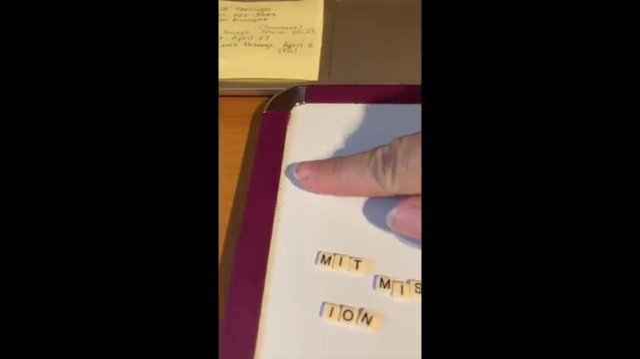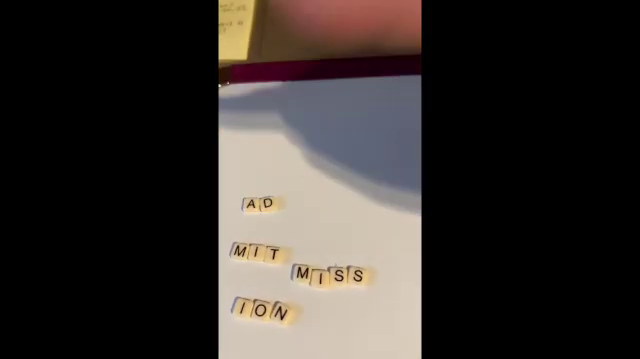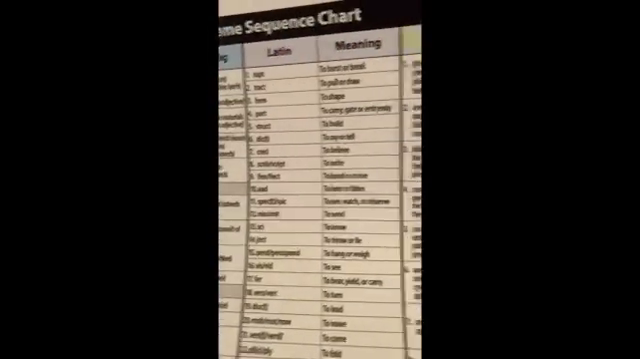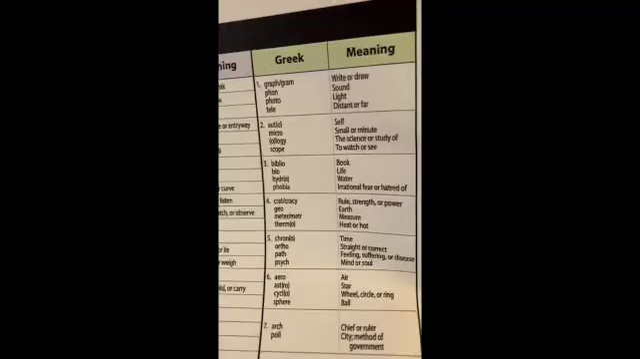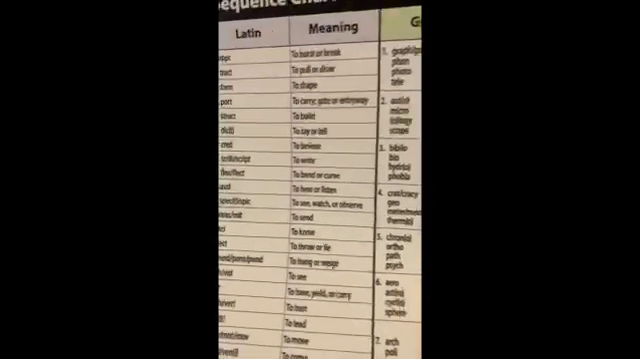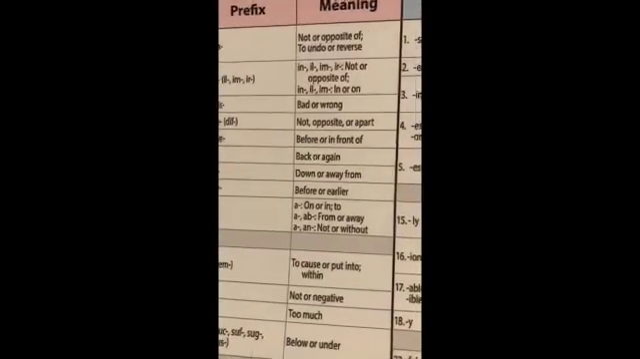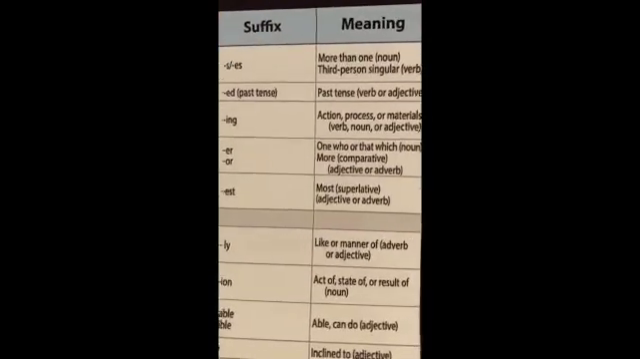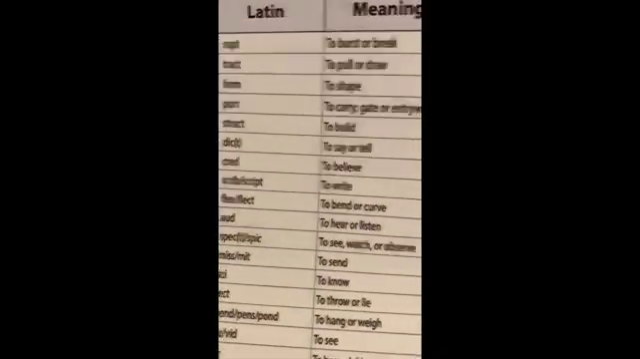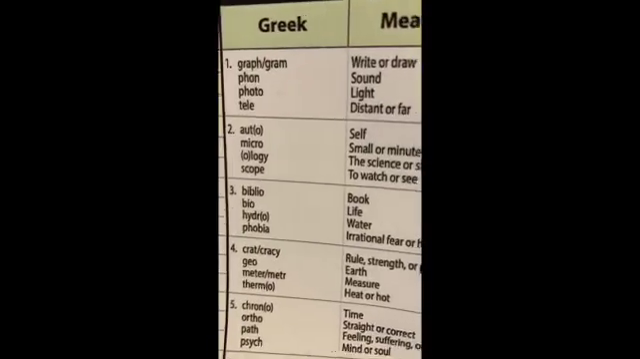Now, another activity that you can do with your child is something you can use as a review, a general review of all the morphemes that have been learned. And you'll need one of these morphology sequence charts. You can see it lists all the different prefixes and the meanings, suffixes and meanings, Latin bases and meanings, as well as Greek bases and meanings.